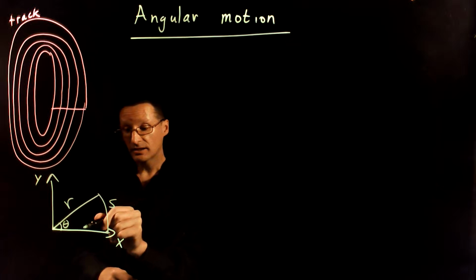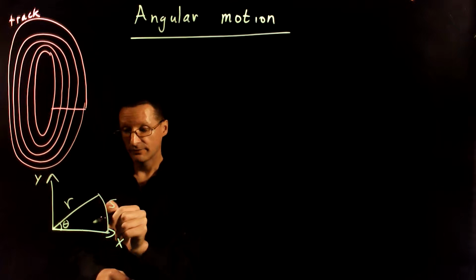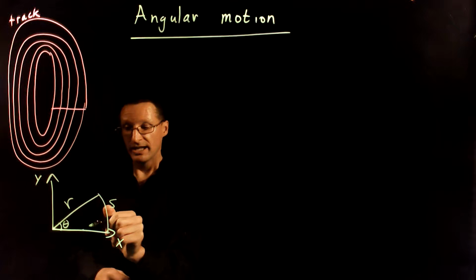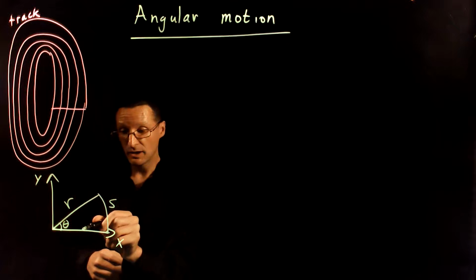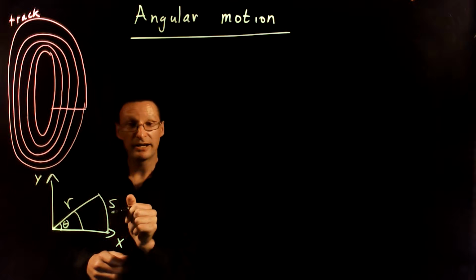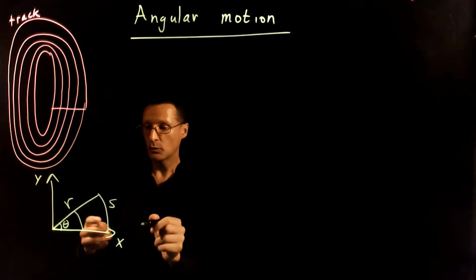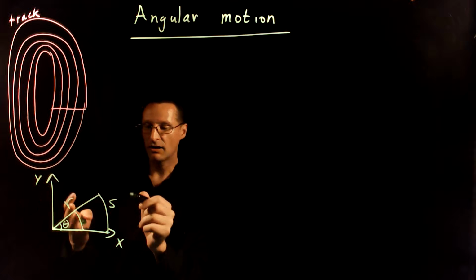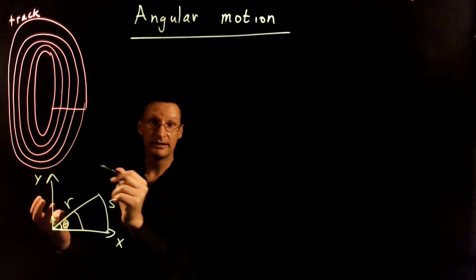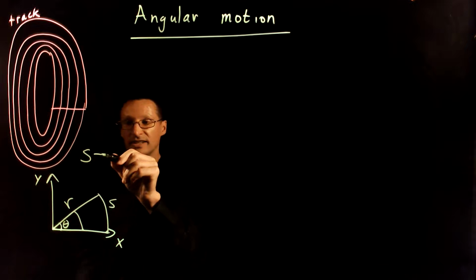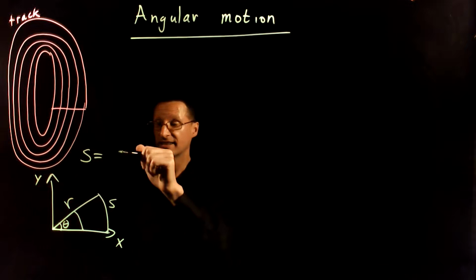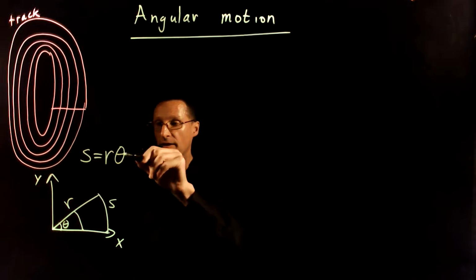Now, if we had started closer to the axis of rotation, which is at the origin, the radius of the circle that we would trace out is smaller, and we would also travel a smaller distance s. So what is the relationship between s, r, and theta if you're just traveling through part of a circle like this? Well, the connection here is the so-called arc length formula, and that is s is equal to r theta.